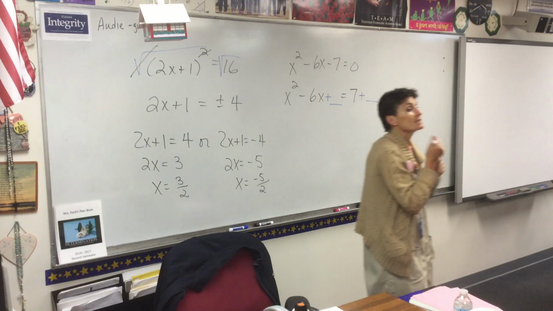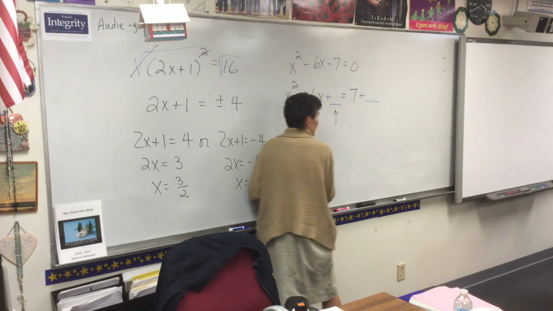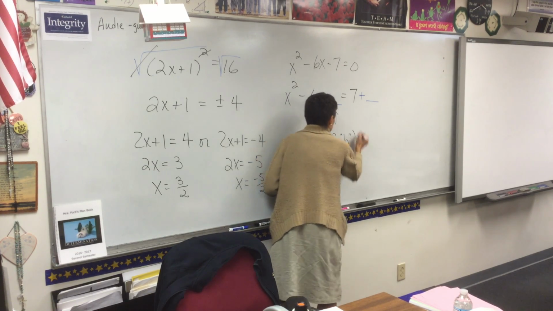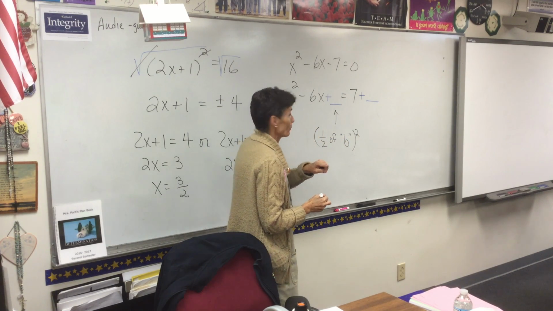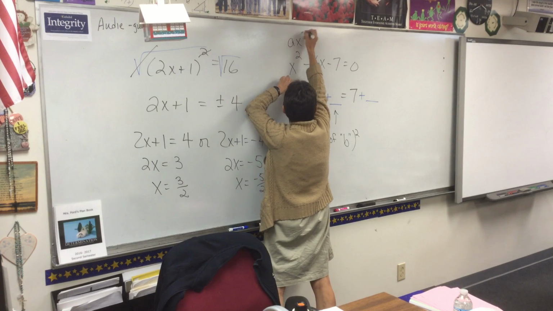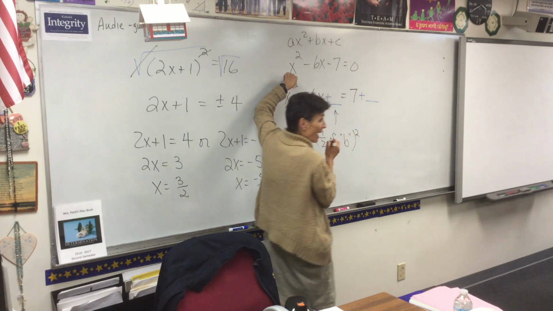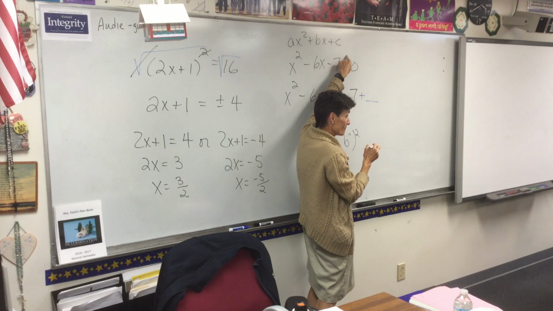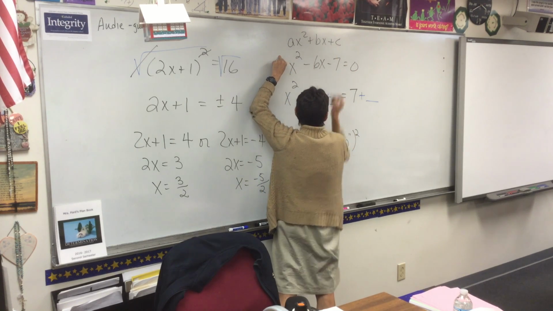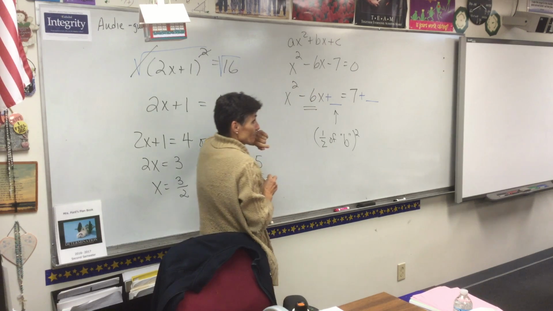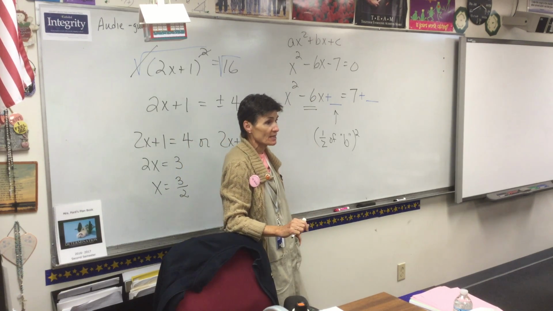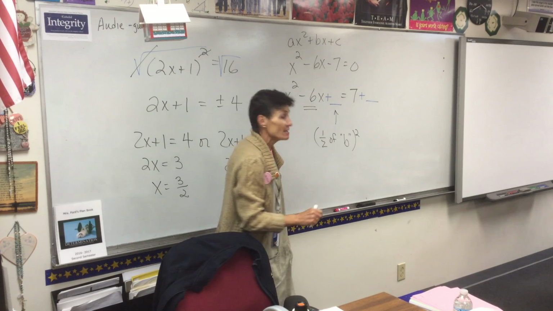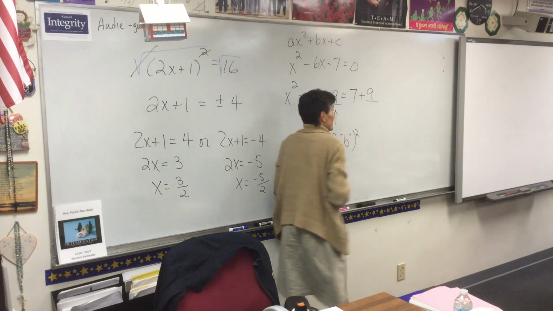Jane? Can you take half of 6 and then square it? To fill in this blank, you take half of the b term and square it. And when I say b term, in a quadratic equation, it's ax squared plus bx plus c. Remember that? So when you do the quadratic formula, that's your a, that's your b, that's your c. So you take half of whatever is hooked to the x. So what's half of negative 6? Negative 3. And then you square it, and you get 9. So we add a 9 to both sides.